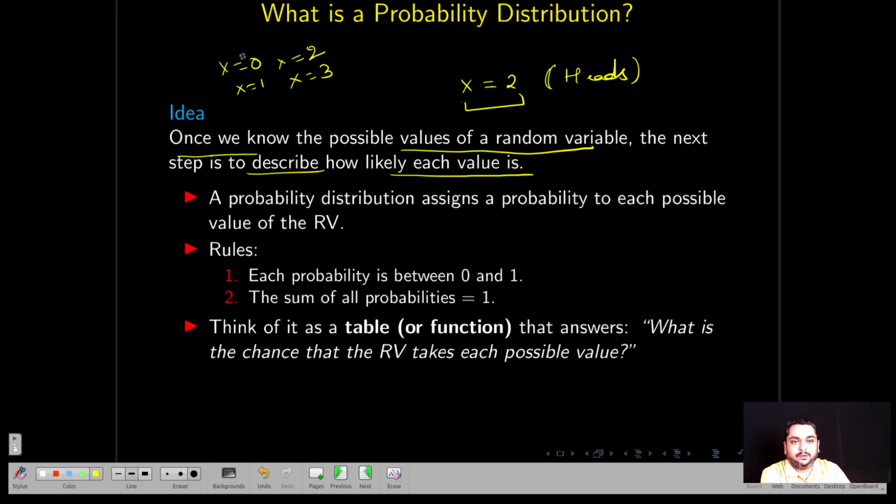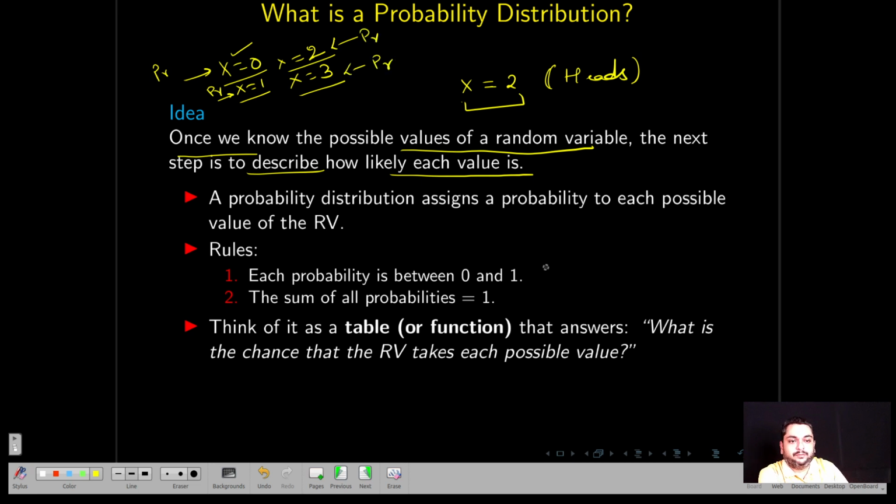So now each one is likely, right? X equal to 0 is a likely outcome, 1 is a likely outcome, 2 is a likely outcome, 3 is a likely outcome. Now, what does this distribution mean? What is the likelihood of getting this? Likelihood means what is the probability of getting this? Those problems you already solved, right? Similar thing.